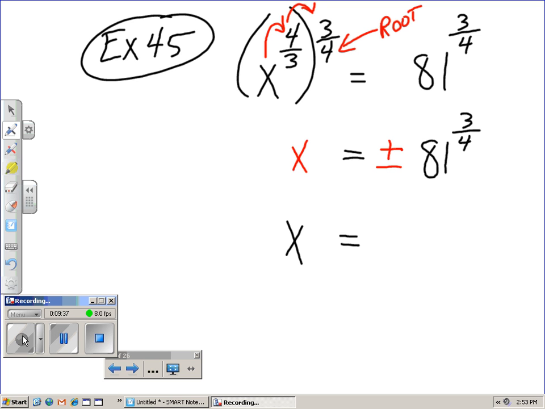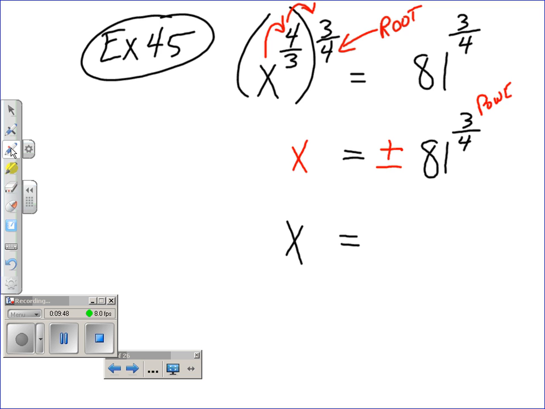All right, so we have x equals plus or minus 81 raised to the 3/4. Well, we need to simplify this big boy. We are taking, remember, this is the power. We're raising 81 to the 3rd power, and we're taking the 4th root of it. We have 2 jobs to do, and we can do them in either order.